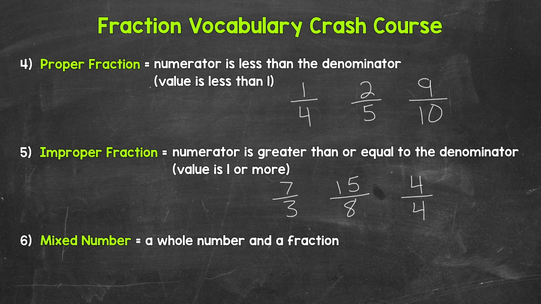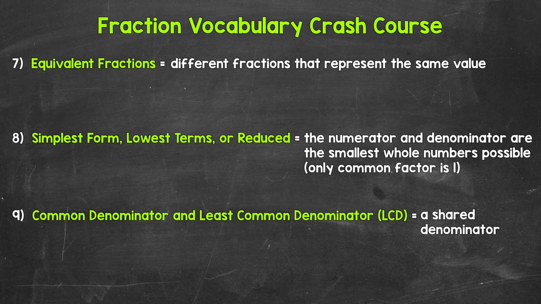Then we have mixed number. That's just a whole number and a fraction. For example, 2 1/2, 6 3/4, and 12 7/10. Those are all examples of mixed numbers. We have that whole number and fraction. Let's move on. Now let's take a look at equivalent fractions.